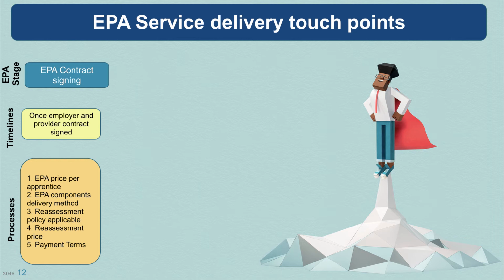So at the point of contract signing, we will discuss things like the specific price per EPA per apprentice, the kind of components that would go into each of the standards, what reassessment policy would be applicable and the subsequent price for that, and what kind of payment terms. And this is all encapsulated within the EPA services contract, and your account managers should be getting in touch with you now to actually run through those details.